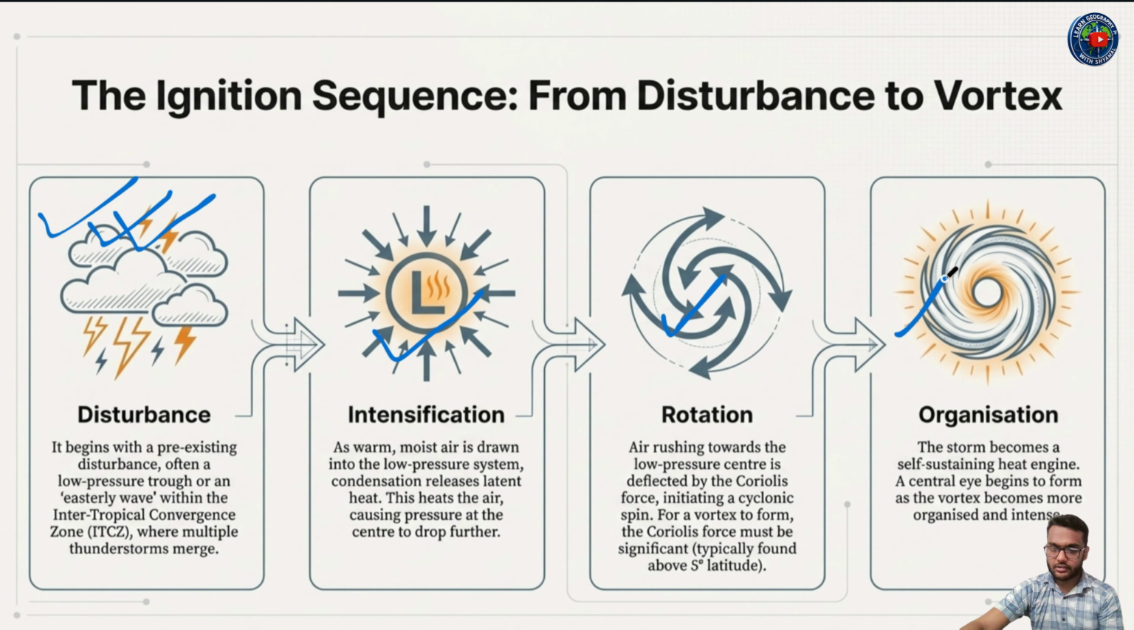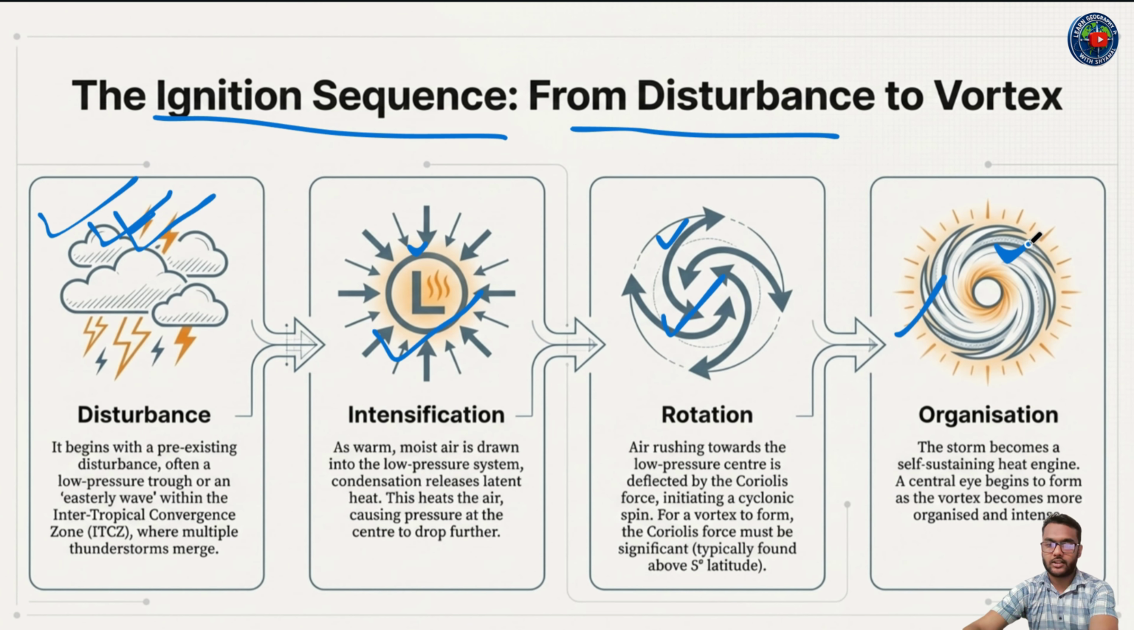Then organization: the storm becomes a self-sustaining heat engine. A central eye begins to form as the vortex becomes more organized and intense. These are the ignition sequence from disturbance to vortex of a cyclone: disturbance, intensification with low pressure, rotation with the Coriolis effect, and organization, forming the cyclone.